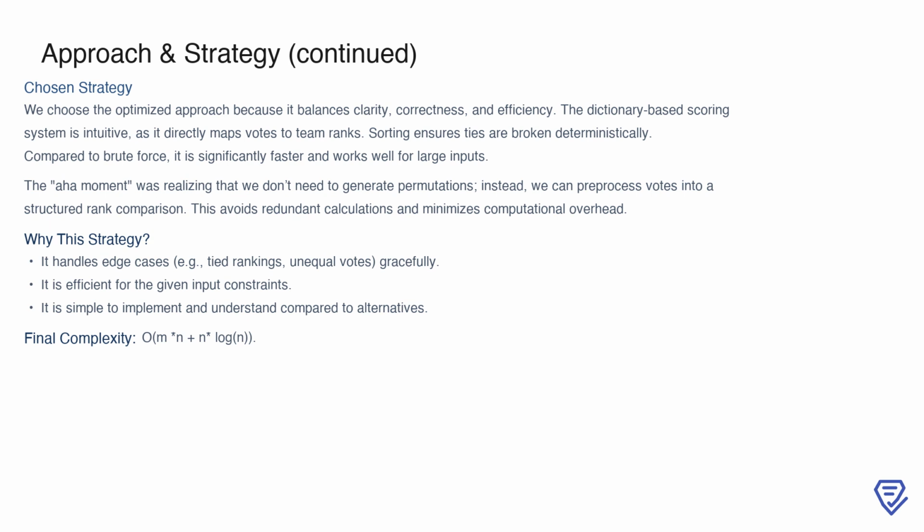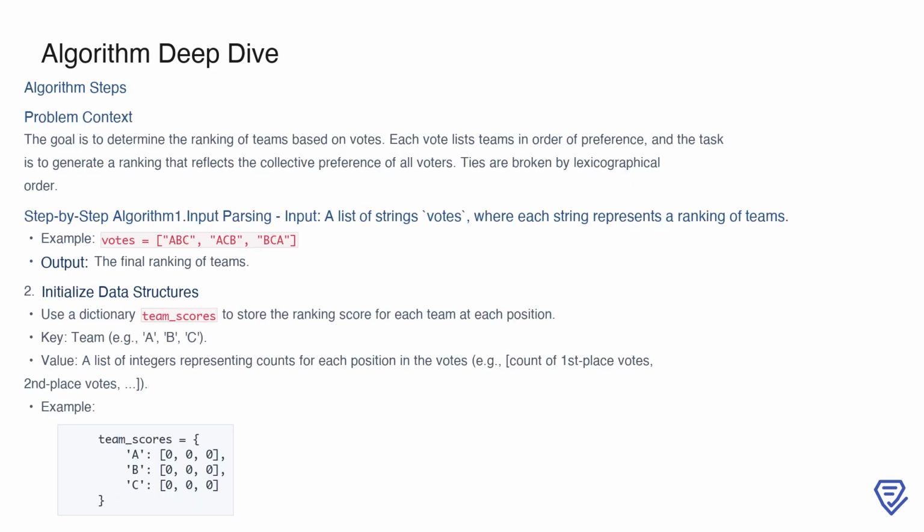reducing computational overhead. This strategy is robust, as it gracefully handles edge cases like tied rankings or uneven vote distributions. It's also well-suited to the problem's constraints, avoiding the pitfalls of factorial growth. With a final complexity of m*n plus n*log n, this approach is efficient, scalable, and relatively easy to implement compared to alternatives. To solve the problem of ranking teams by votes, we start by understanding the context.